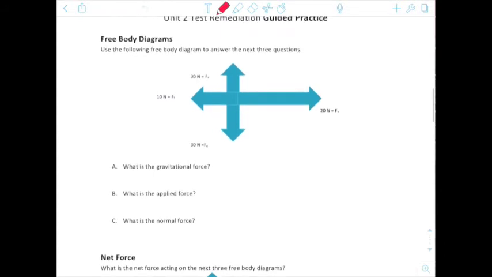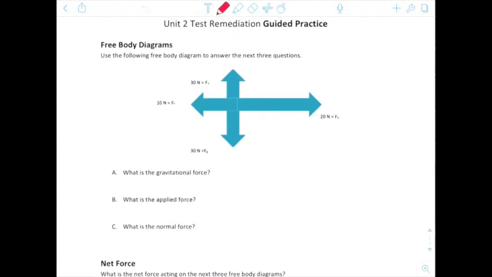Looking at your next section, free body diagrams. It says use the following free body diagram to answer the next three questions. It says what is the gravitational force? You can always find the gravitational force. It's listed as F of G, and it's the force that's going down. Gravity pulls us down. And so it has a force of 30 newtons.